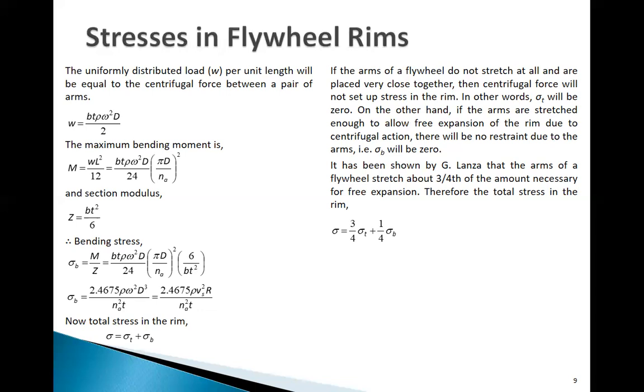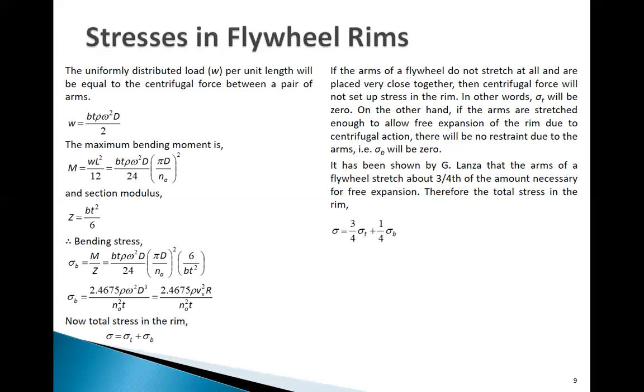This is theoretical, so that is the assumption. Actually, if the arms of the flywheel do not stretch at all and are placed very close together, then centrifugal force will not set up stress in the arms. In other words, sigma_T will be zero. On the other hand, if the arms are stretched enough to allow the expansion of the rim due to centrifugal action, there will be no restraint due to the arms. Therefore, sigma_B is zero.